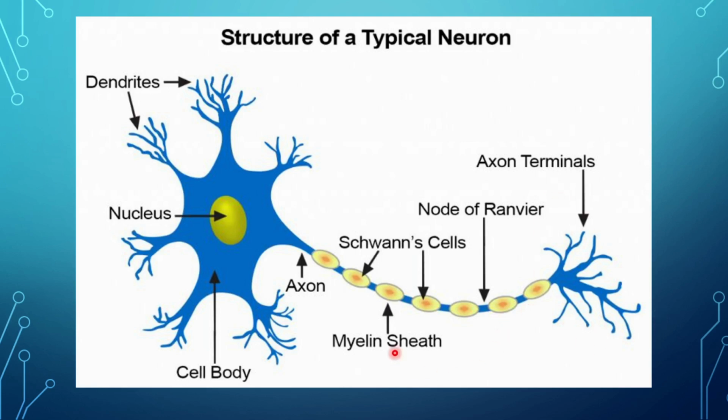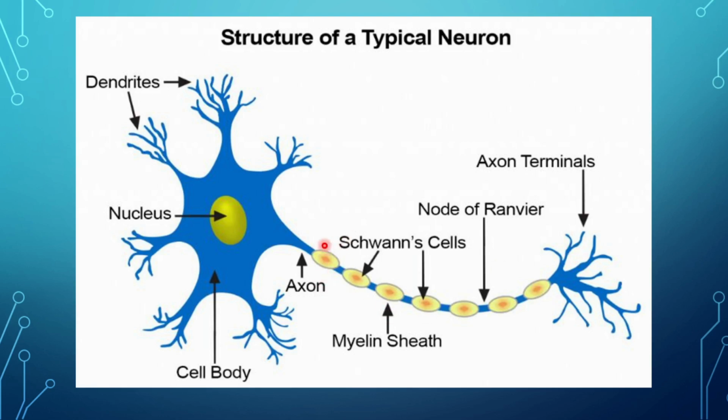Many neurons are unmyelinated, but many neurons will have a myelin sheath, and this myelin sheath is created by these little cells that wrap themselves around the axon. We call them Schwann cells. They're actually Schwann cells in the peripheral nervous system. In the central nervous system, we refer to them as oligodendrocytes, but they have the same function. They create myelin and they form this myelin sheath.